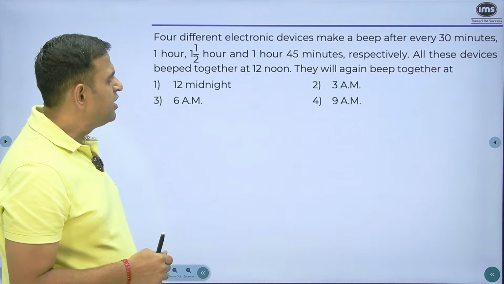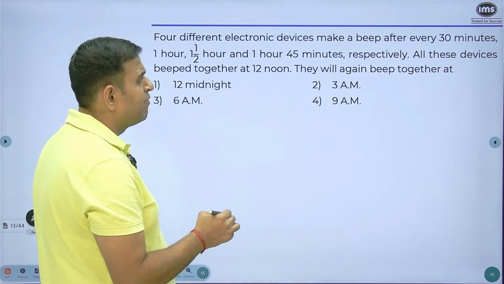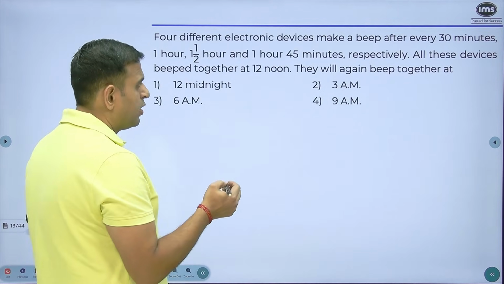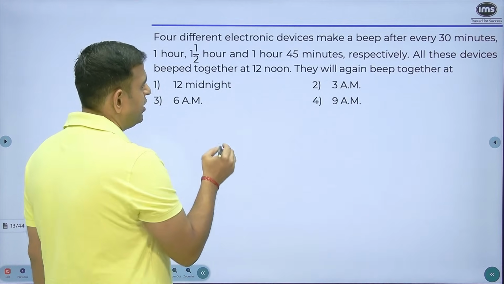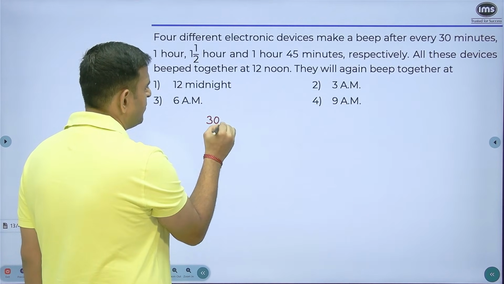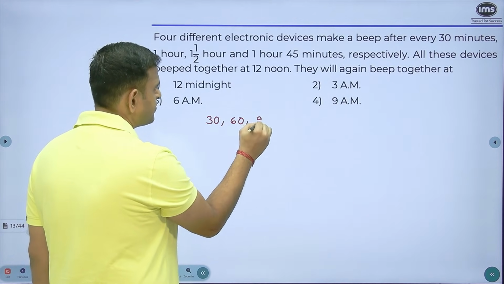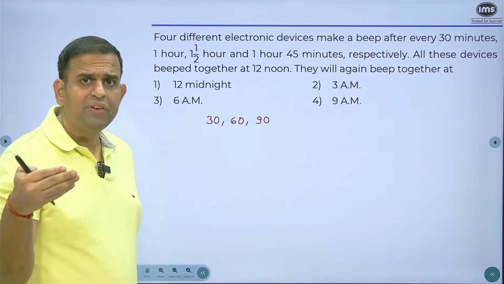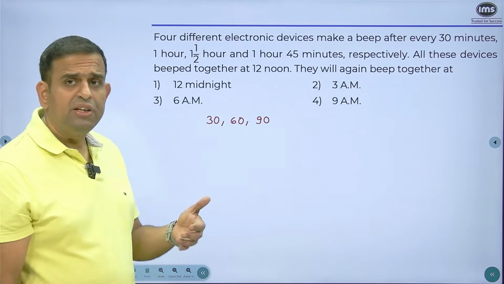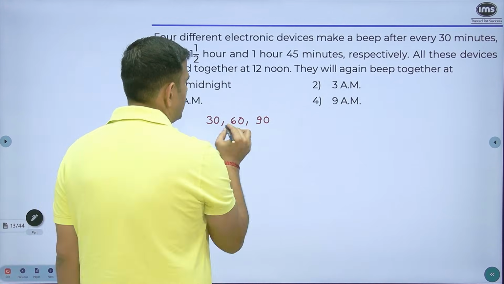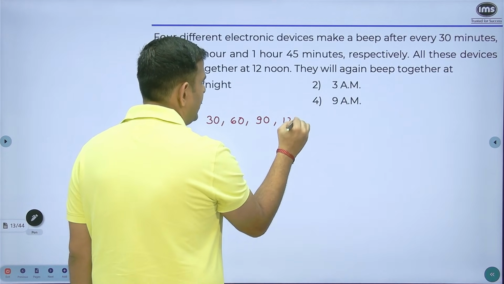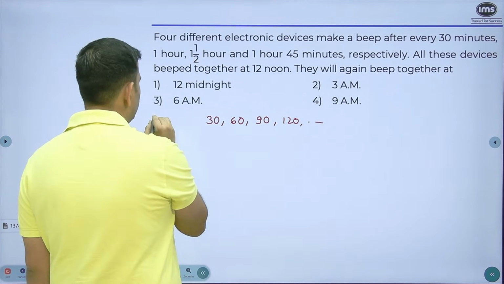So what they are saying is that 4 devices, one beeps after every 30 minutes. What can you say over here? When I say 30 minutes, it simply means that after every interval of 30 minutes, the device will keep on beeping. So 30, 60, 90, 120 and so on. Suppose the first device.